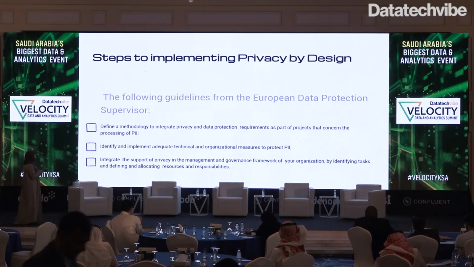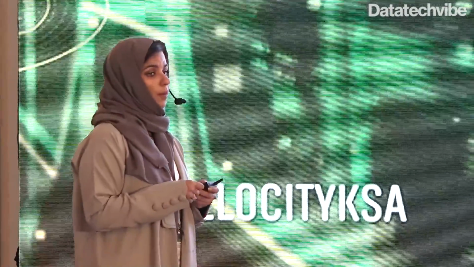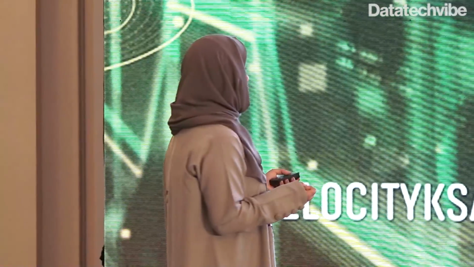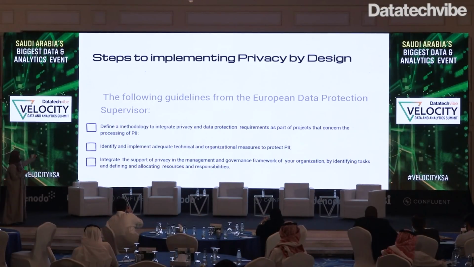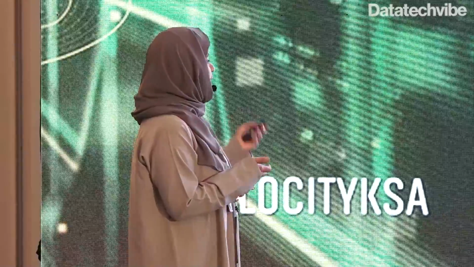So if we want to implement privacy by design, and as I said before, it's going to be like a governmental law, so most organizations need to apply privacy by design in their systems. They need, first of all, to define the methodology, integrating privacy and data protection requirements as part of a project that concerns the processing. Later on, we need to identify and implement adequate technical and organizational measures to protect it. And then we need to integrate support for privacy in the management and governance framework of our organization by identifying tasks and allocating resources and responsibilities.